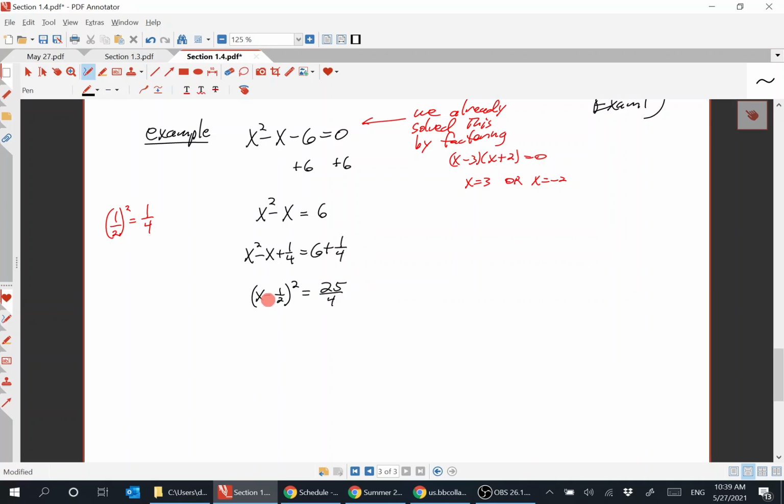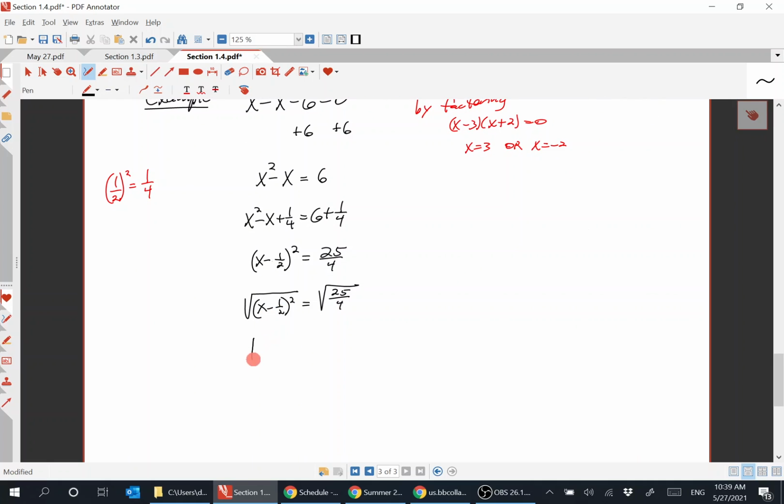Okay. So now I have this. Now take square roots after you've completed the square. x minus 1/2 squared is the square root of 25 over 4. The square root of x minus 1/2 squared is the absolute value of x minus 1/2, not just x minus 1/2, because x minus 1/2 might be negative. And this is 5/2. But skip the absolute value step and just write this: x minus 1/2 is positive 5/2, or x minus 1/2 is negative 5/2.